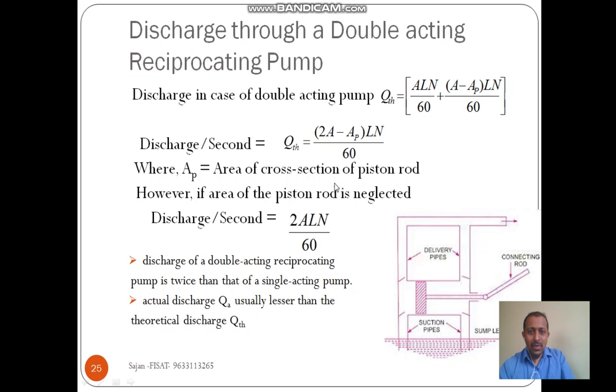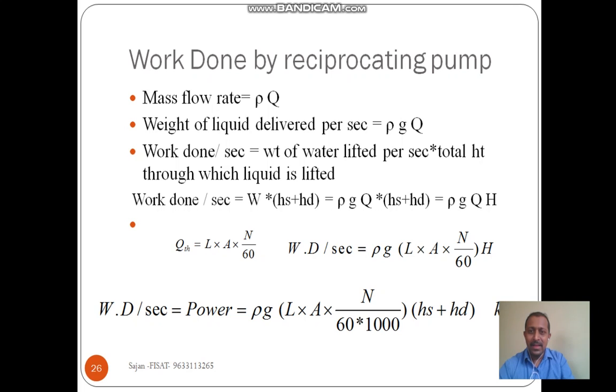If we neglect the area of the piston rod, we can rewrite it as LN by 60 into 2, that is, single acting into twice, will be the discharge per second we get in double acting. That is, the discharge of a double acting reciprocating pump is twice that of a single acting reciprocating pump. As we know, the actual discharge will always be less than the theoretical discharge.